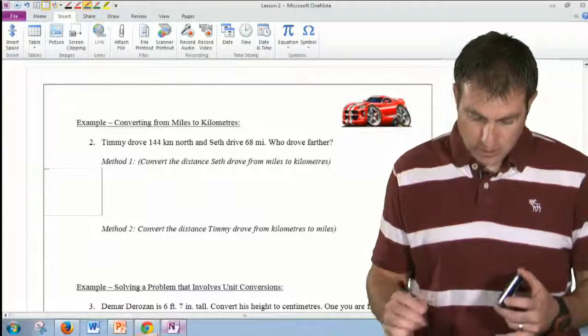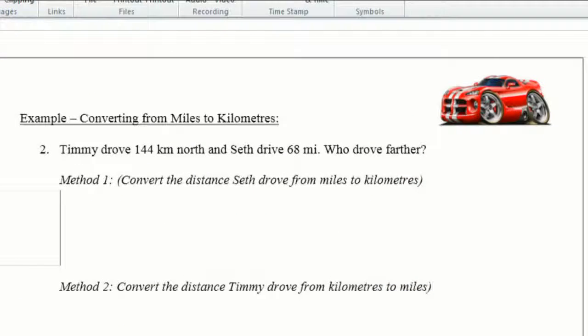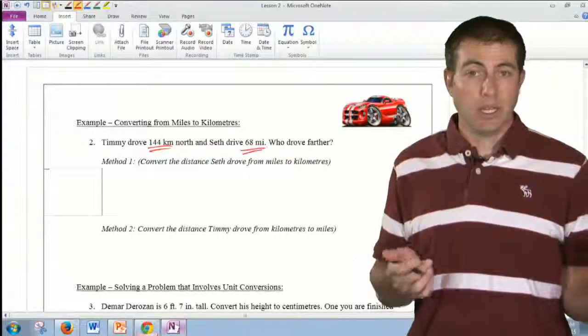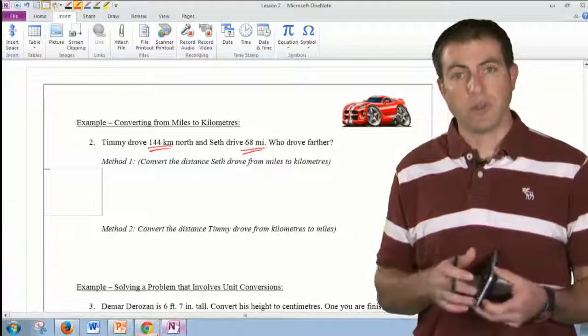The next question is kind of a two-parter. Two people are driving. So Timmy drove 144 kilometers. Seth drives 68 miles. And again, this is kind of one of these things that they do to trick us from time to time. We're using two different units here, so kilometers and miles. So there's two ways to do the problem. We can convert both distances to miles, or we could convert both distances into kilometers. And you can do whatever you want. You just need to compare the two at the end because it's asking who's driven further.